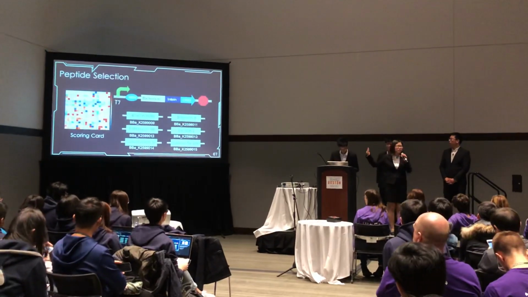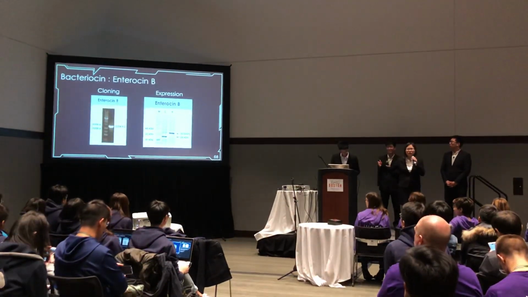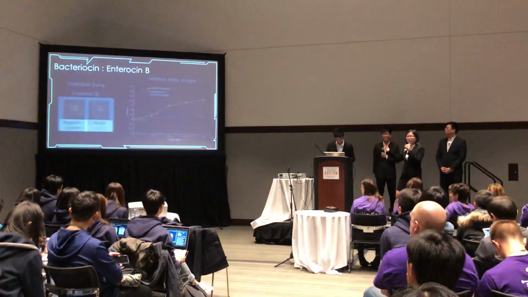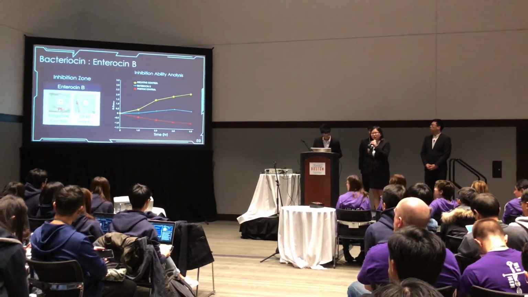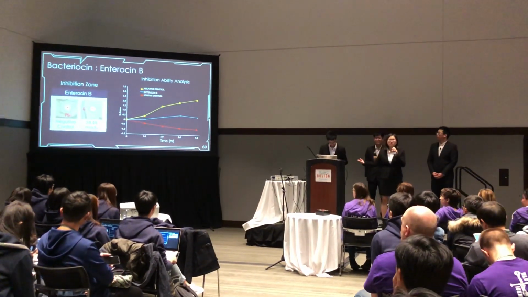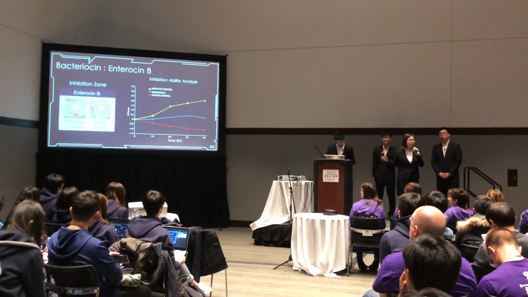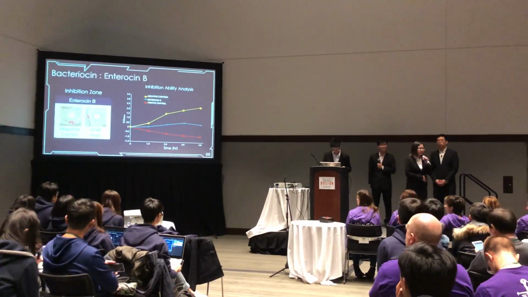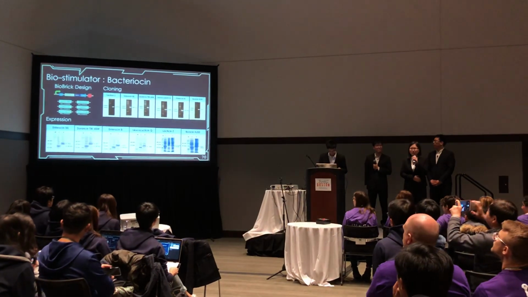To do this, we start with interleukin B as an example. First, performing an inhibition zone test to test the function. Next, doing inhibition ability analysis to determine the relationship between concentration and degree of inhibition. We do this with other bacteriocins successfully as well.